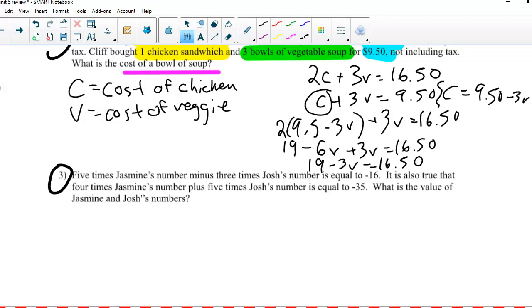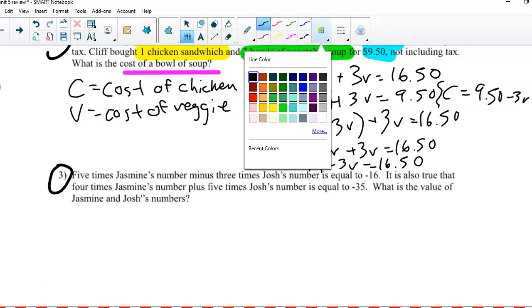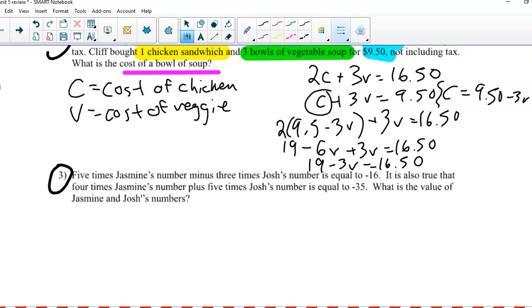Okay, and then when we subtract 19, what is that? Negative 2.5. And then we have to divide both sides by negative 3. So what is b? Change it to a decimal. 0.83, so that's 83 cents.